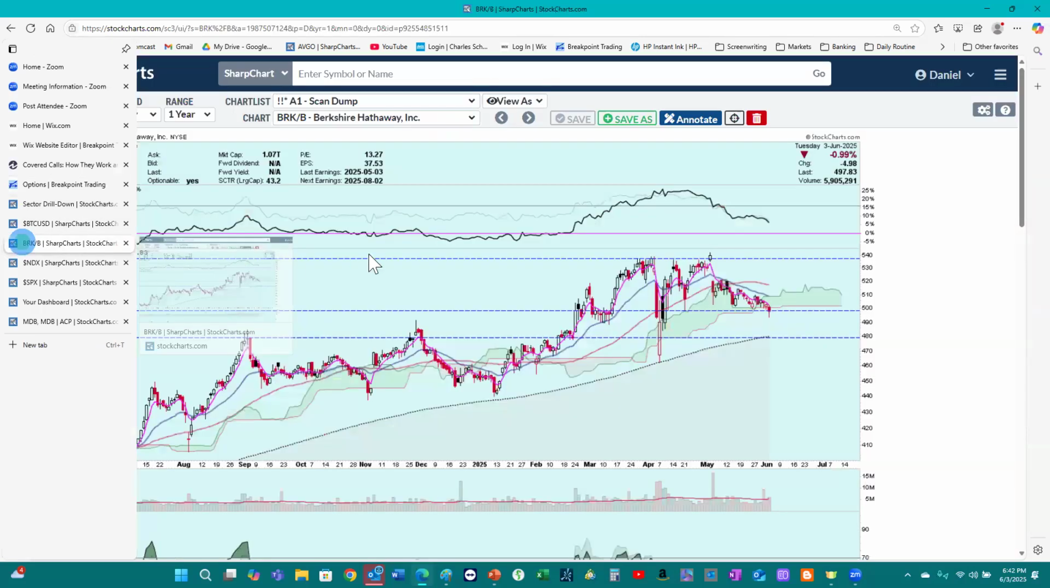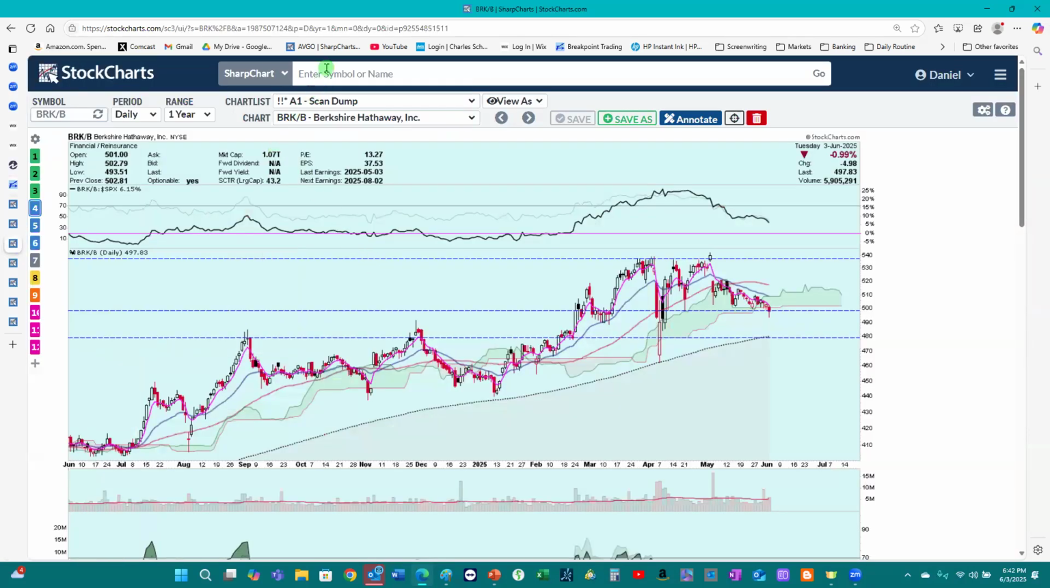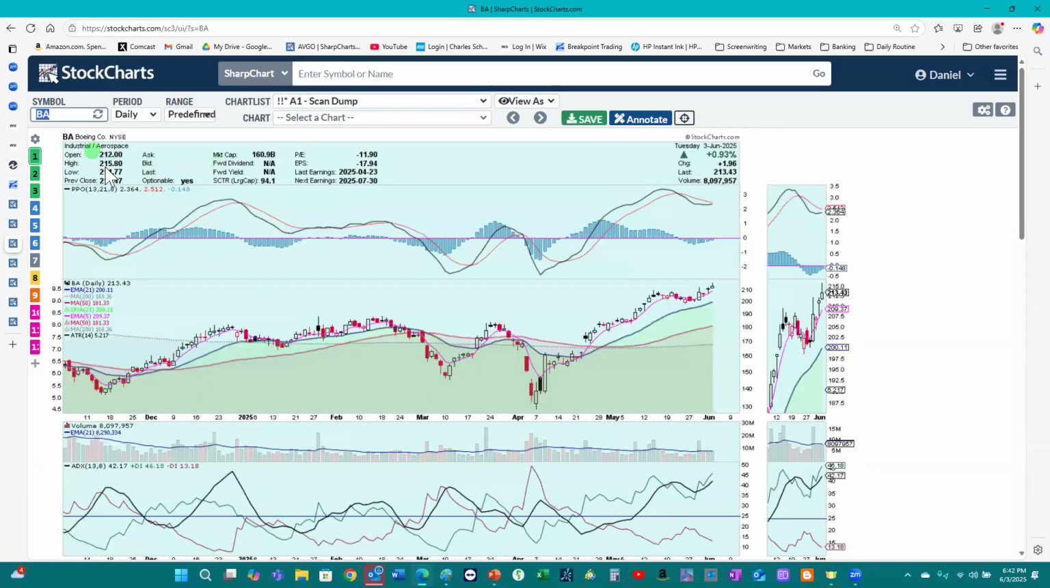All right, let's go back here and take a look at, let me use Boeing in this case. So Boeing has now been going up pretty nicely, but it was in this channel right over here for a while. So how do you use technical analysis to sell a covered call?